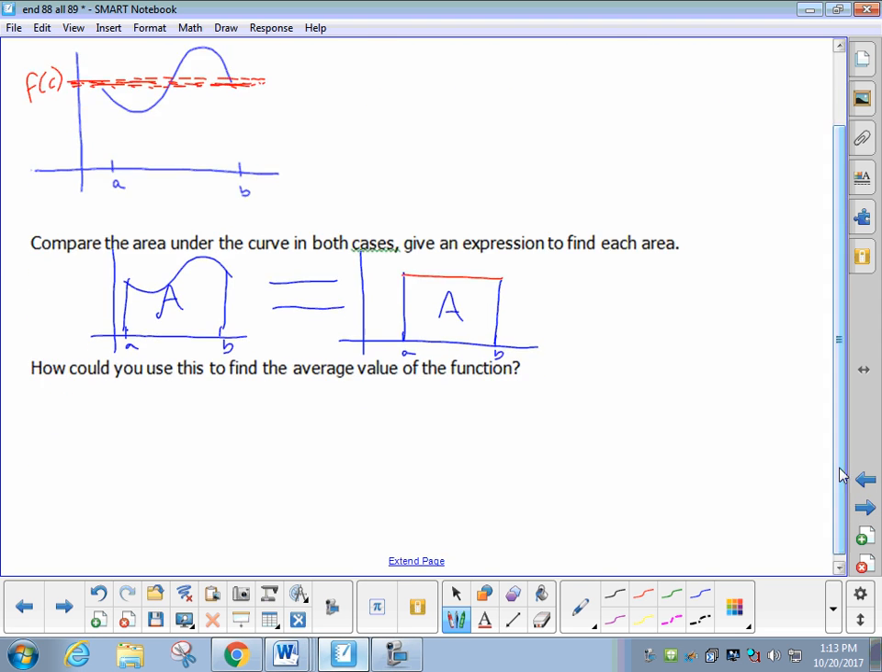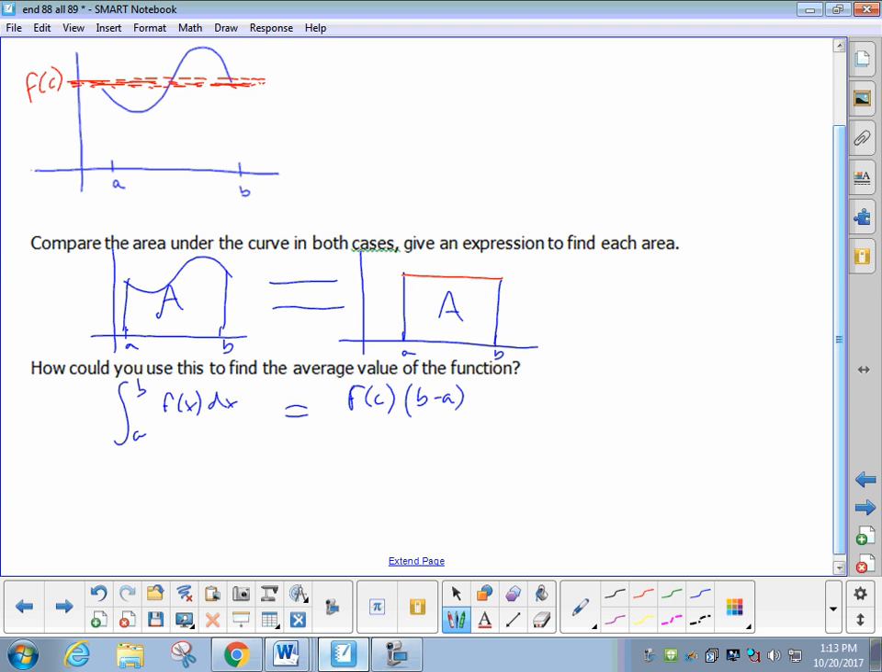Okay. How would you find that area? Integrate from A to B. How about this area? Now we can integrate that, but because it's just a straight up rectangle, it'd be easier to just do geometry. What's the area? F at C is the height times the base, which is B minus C. All right.